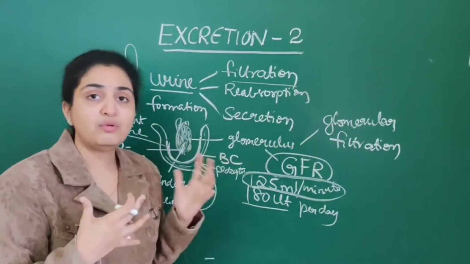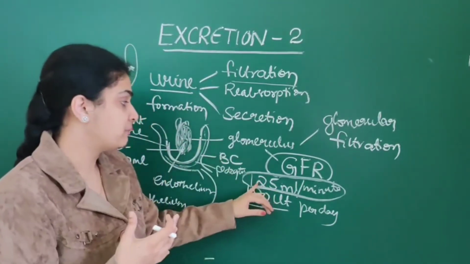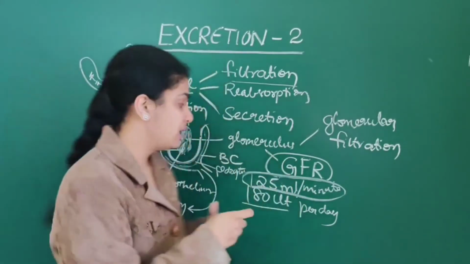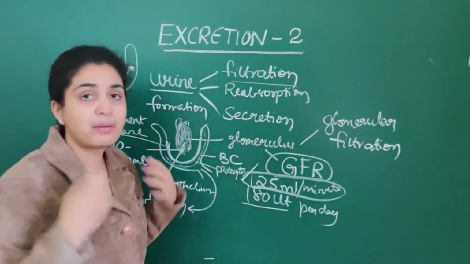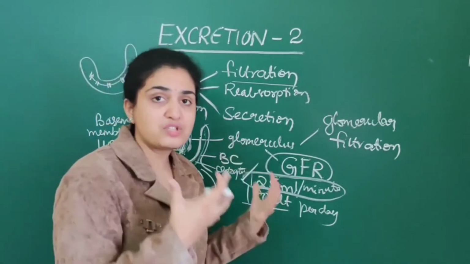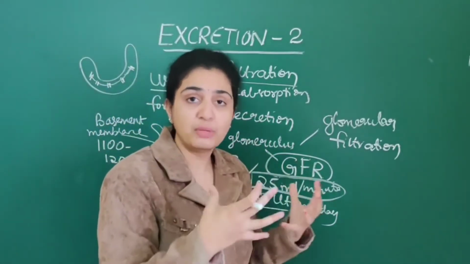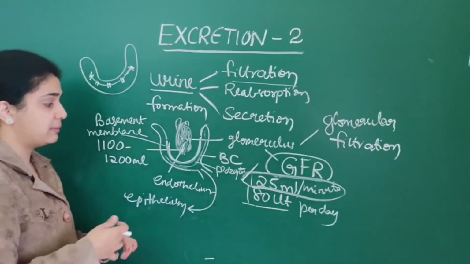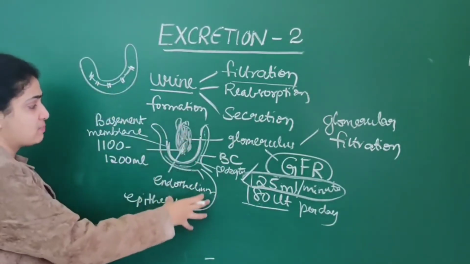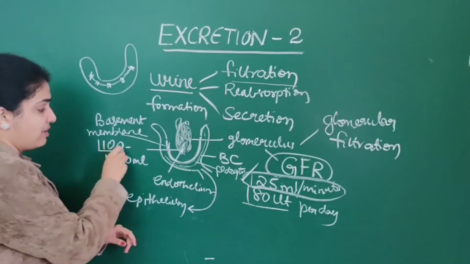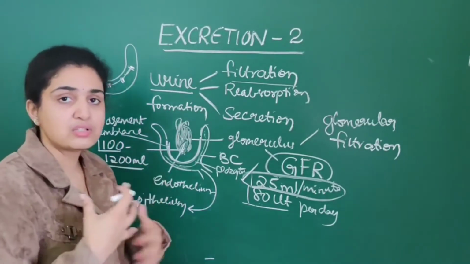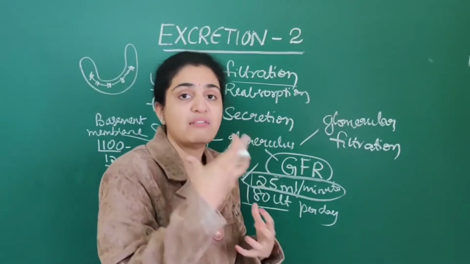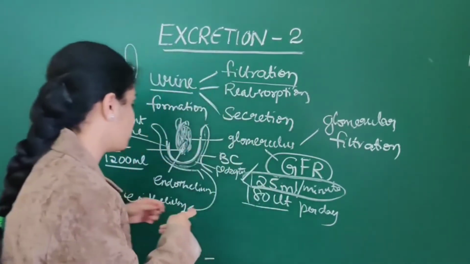The amount that is produced by the kidneys per minute is about 125 ml per minute as well as 180 liters per day. Normally they will ask 125 ml per minute. How much per minute? 125. Numerical, very important. Please note down. And 180 liters per day. So in this process, about 1100 to 1200 ml is formed through the glomerulus.